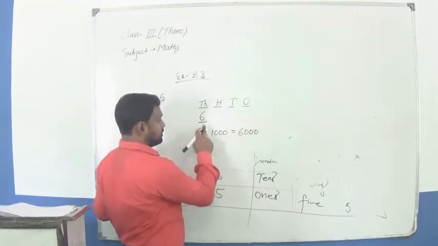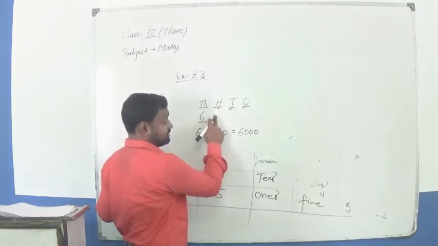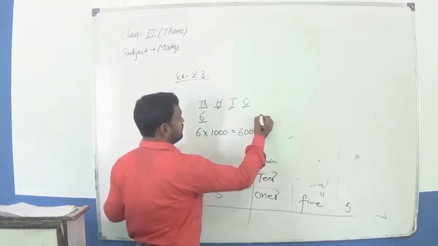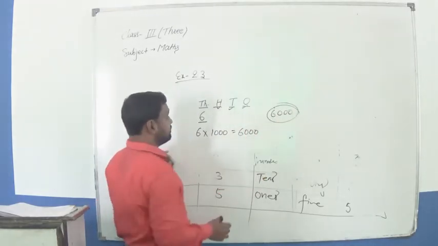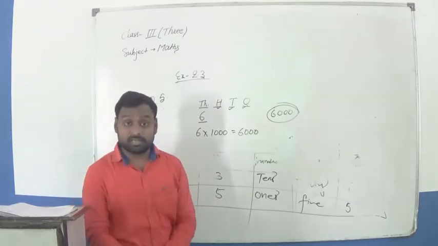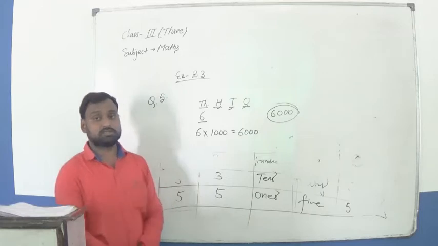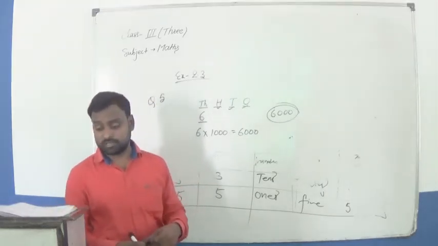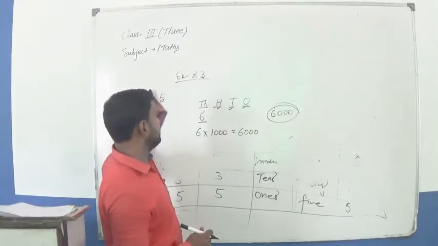6000. Or 6, there are 3 digits after. There are 3 digits, 1, 2, 3. In simple way, you can write 6, 3 times 0. The place value of 6 is here 6000. Okay, in this way you can solve this exercise 2.3.